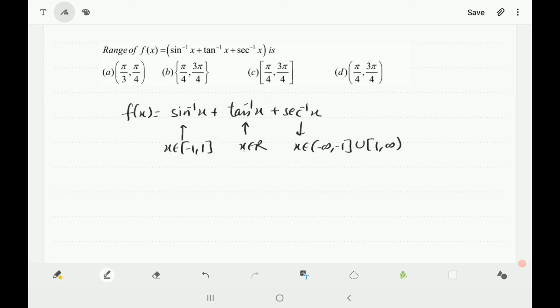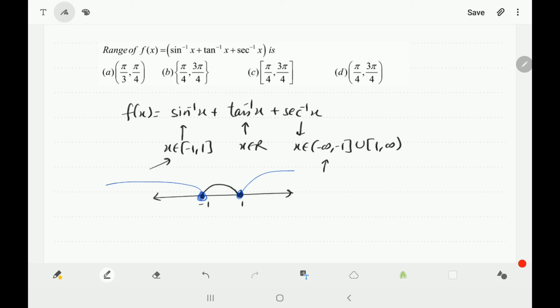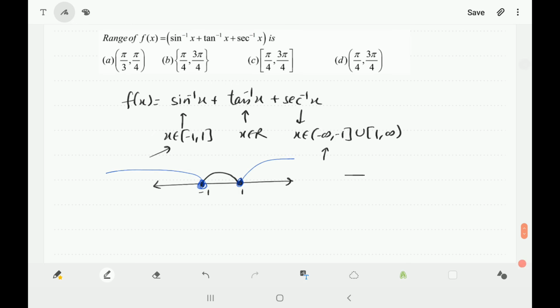So sin inverse x is defined on the closed interval minus 1 to 1, and secant inverse x is defined on minus infinity to minus 1 union 1 to infinity. For both these functions to be defined, we will have a common domain as the set {minus 1, 1}.